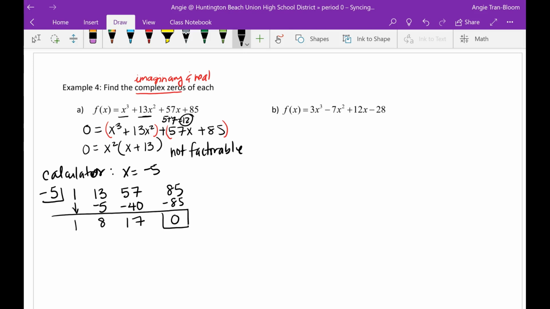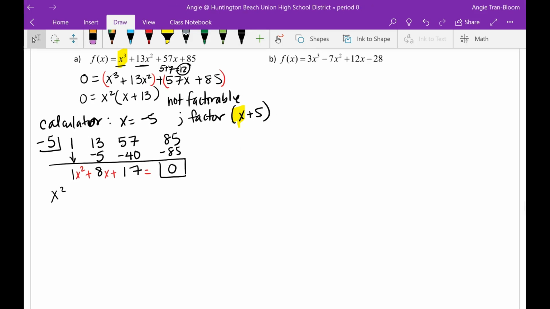So because we started out with x to the third and we divided by one real zero, the real zero is x equals -5. What does that mean? That means a factor is x plus 5, okay? So when you have x to the third divided by x, now the highest power is just x squared plus 8x plus 17 equals 0. So I'm going to try to write that a little bit nicer down here. So x squared plus 8x plus 17 equals 0.